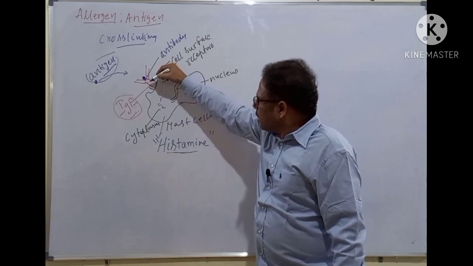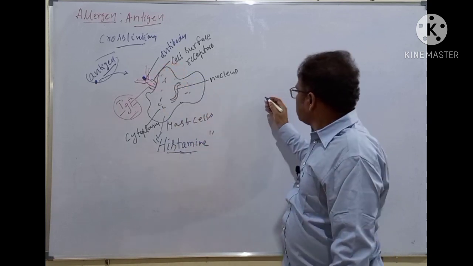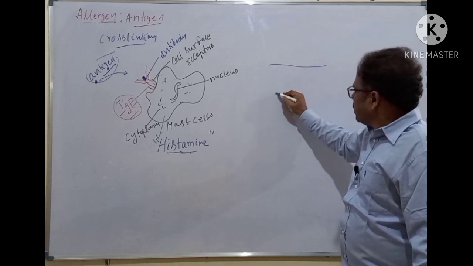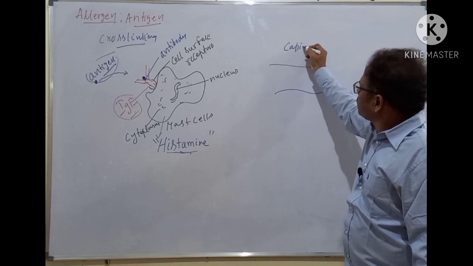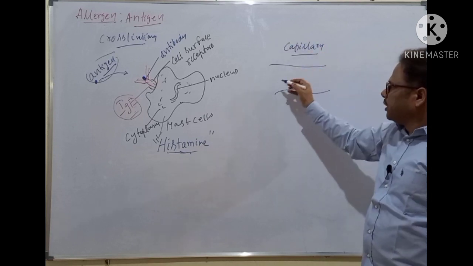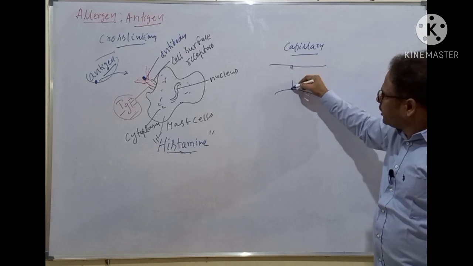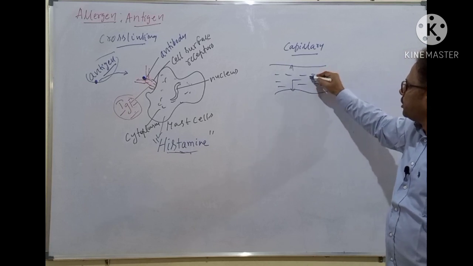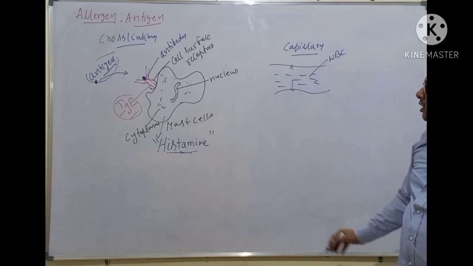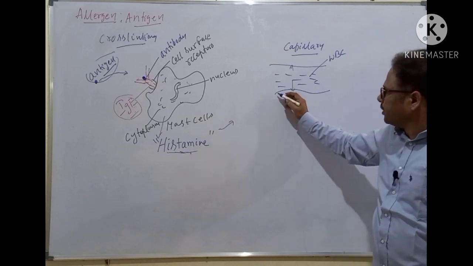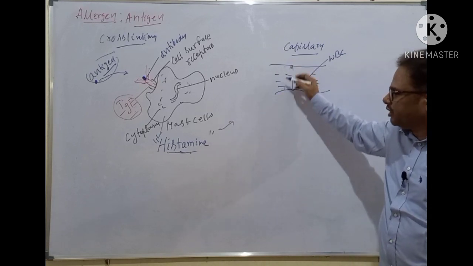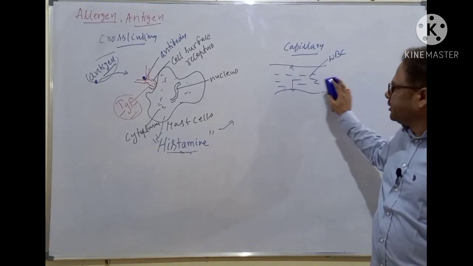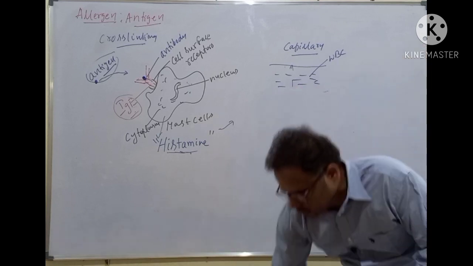Now, whenever the mast cell releases histamine, what is the mechanism of its action? Let's discuss. This is a blood vessel here called a capillary, a small blood vessel, and this is the diameter of the capillary. Blood flows in the capillary, which contains WBC also. When histamine is released here, it increases the diameter.